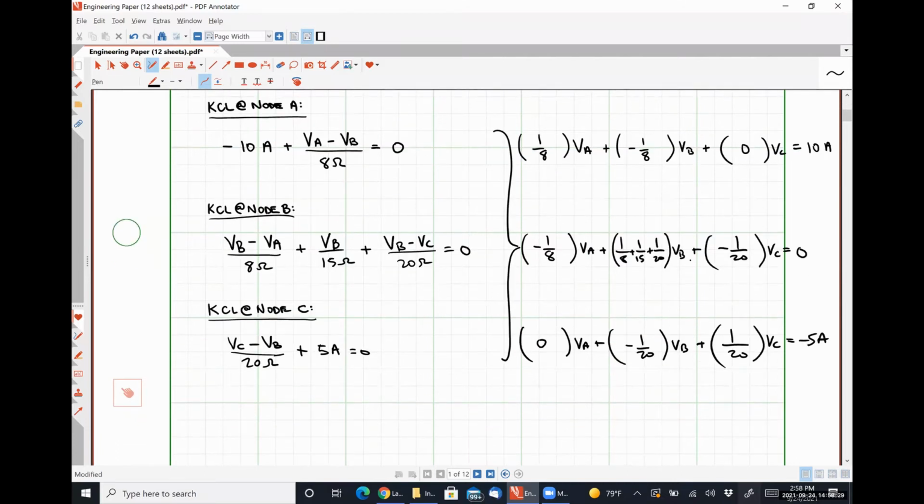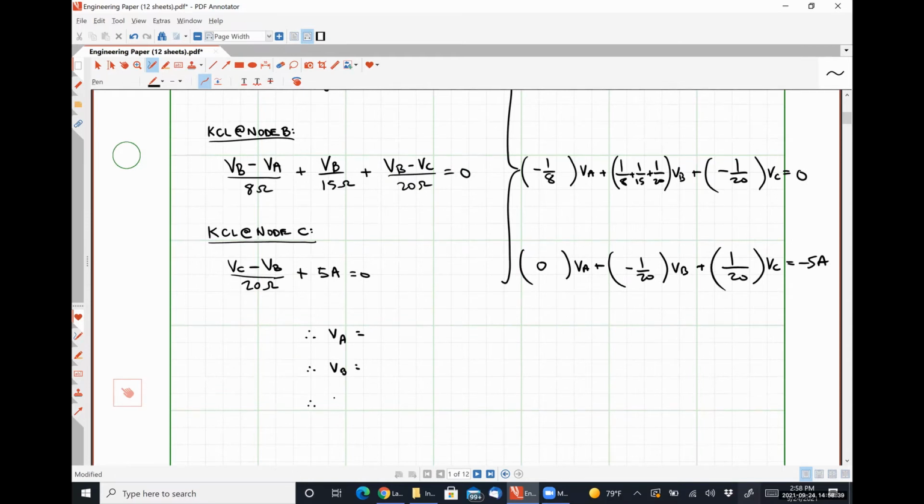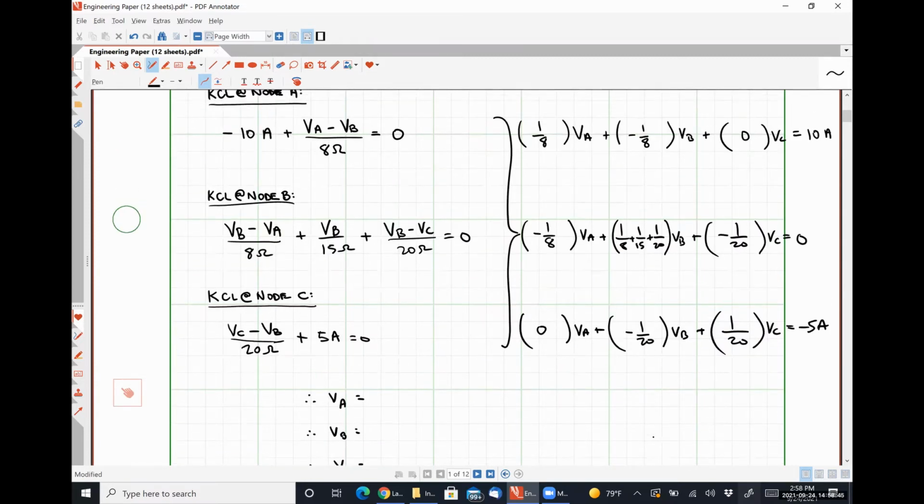All right, so if I solve this system of equations for VA, VB, VC, let's see what happens here. So I got 1/8, -1/8, 0, 10, -1/8, 1/8 plus 1/15 plus 1/20, -1/20, 0, 0, -1/20, +1/20, -5.